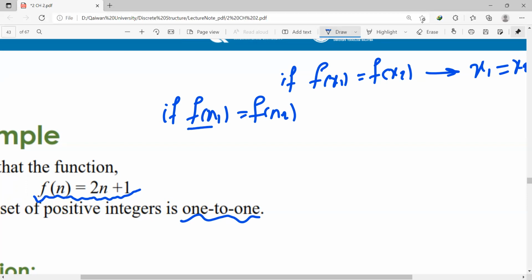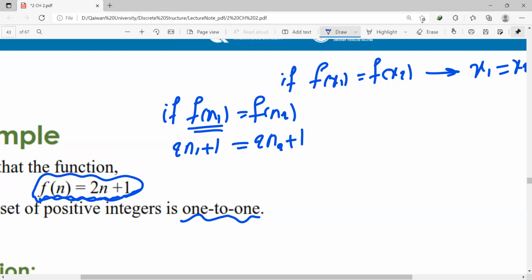We say what's f of n1? n1 is here, we replace here. So f of n1 is 2n1 plus 1. We just replace n by n1 and we get 2n1 plus 1. f of n is 2n plus 1. How about f of n2? We say 2n1 plus 1 equals f of n2, which is 2n2 plus 1. We must show that n1 equals n2.